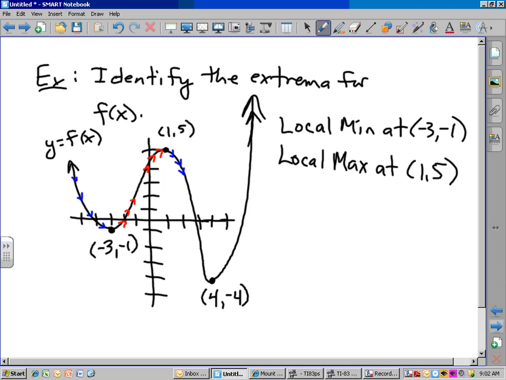And then again, we're decreasing and switching to increasing. So we have another minimum. This one, though, is the absolute lowest point. There's nothing else lower, so we're going to call that the absolute min at (4, -4). So if we give you a picture with some specific points on it, you should be able to tell us whether it's a max, a min, absolute max, local min. All of those you should be able to identify.